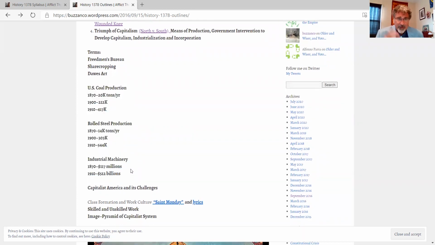And then machinery. You build factories, but you need machines to build factories, and you need machines to do the stuff in the factories, right? To produce the steel or textiles or whatever. So industrial machinery in 1870 was 117 million, not that much, right? But by 1910, it's 512 billion. So factories and machines and all that are over $500 billion by 1910. And again, if you figured out what that was in 2020 money, it would be just immense, right? It would be huge. So all of those things are part of this movement after the Civil War toward a capitalist industrial society.